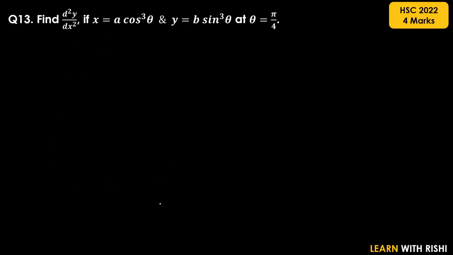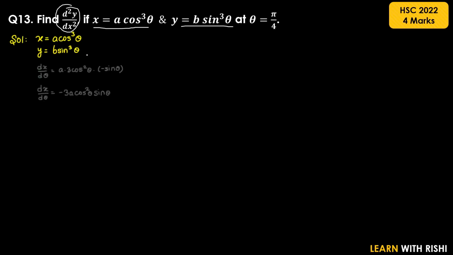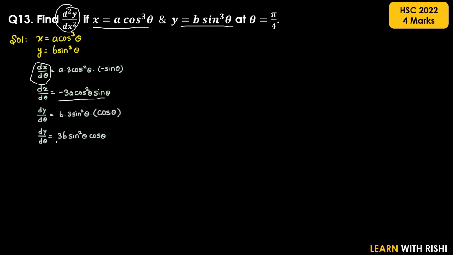Question number 13. Find d2y by dx2 if x is equal to a cos cube theta, y is equal to b sin cube theta. Now this is an example of a parametric function and we have to find the second order derivative of this. So first we'll find dx by d theta. Here a is constant, so we get 3 cos square theta into minus sin theta. After rearranging, minus 3a cos square theta sin theta. Similarly, dy by d theta will be 3b sin square theta cos theta.